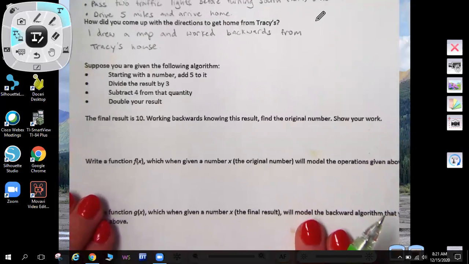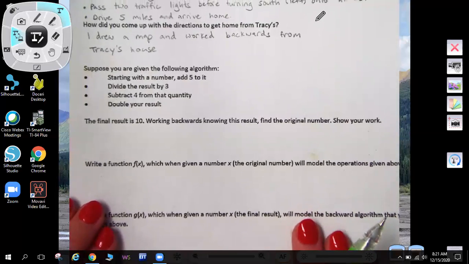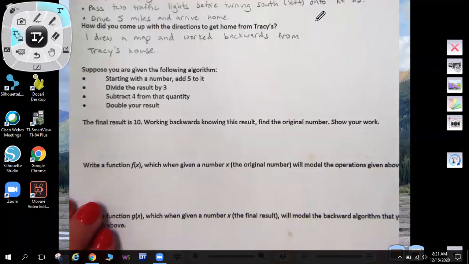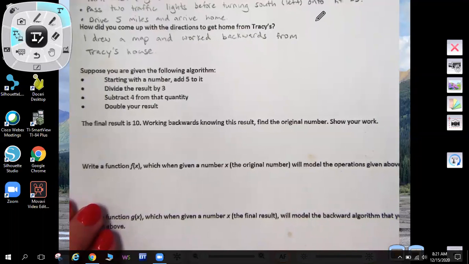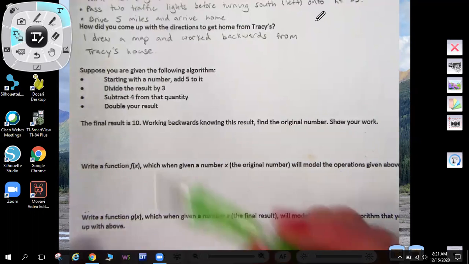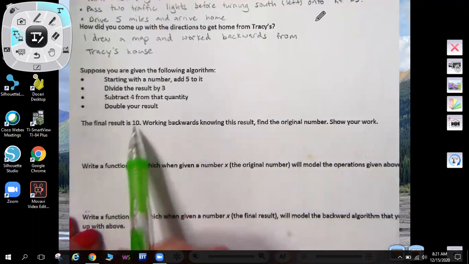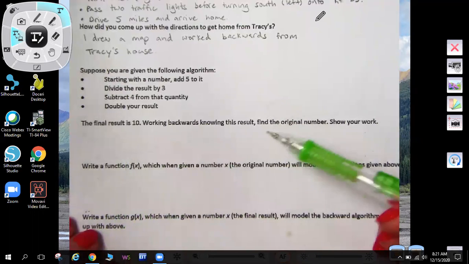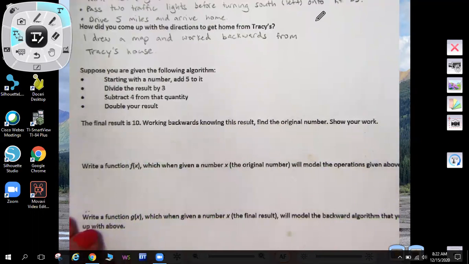Okay, let's look at the next part. It says, suppose you are given the following algorithm, starting with a number, add 5 to it, divide the result by 3, subtract 4 from that quantity, and then double your result. It says the final result is 10. So working backwards, knowing this result, find the original number.